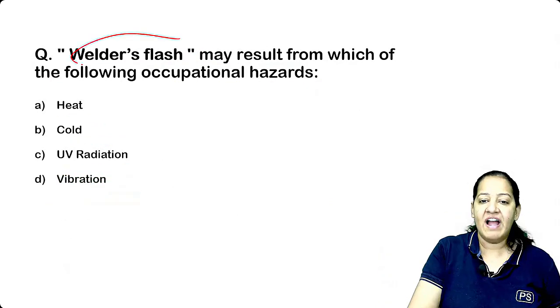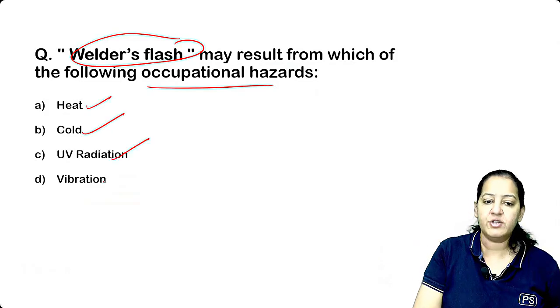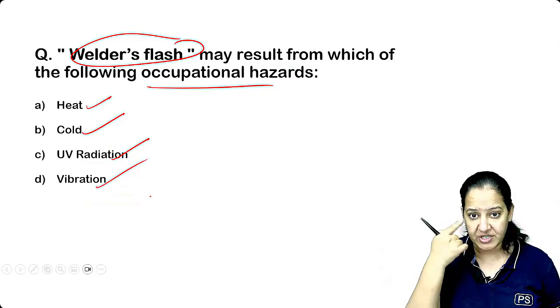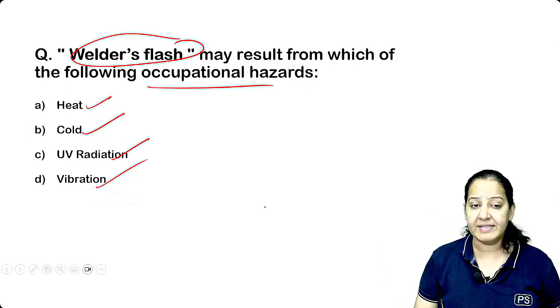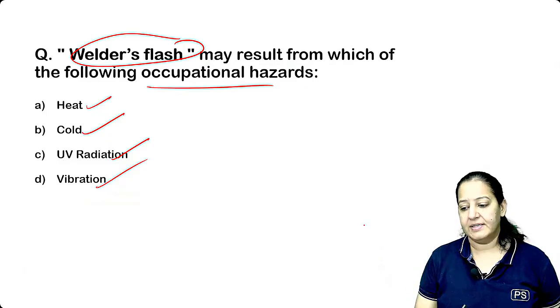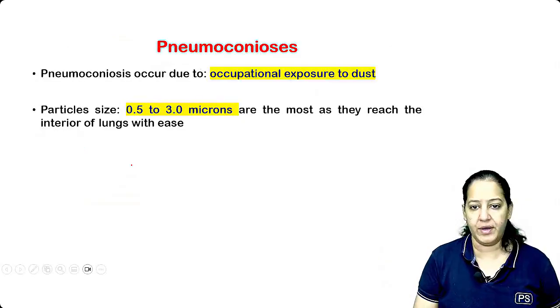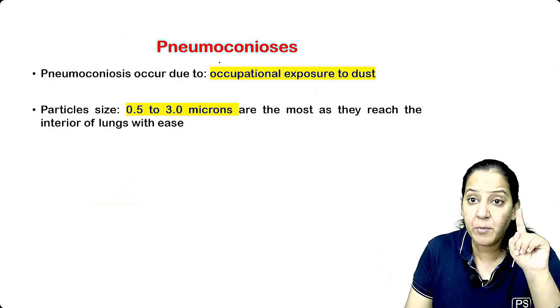Welder's flash will result from which occupational hazard? Heat, cold, UV light, or vibration? Welder's flash in the eyes. Yes, you all are right. The correct answer here is UV radiation. I told you. Now here I am coming to pneumoconiosis.